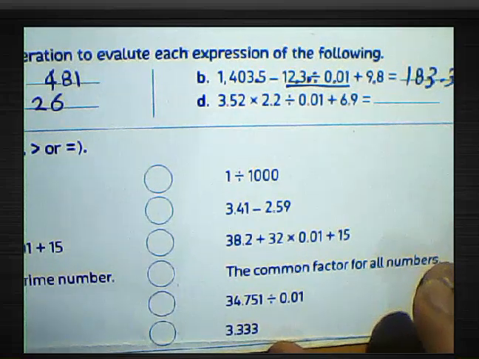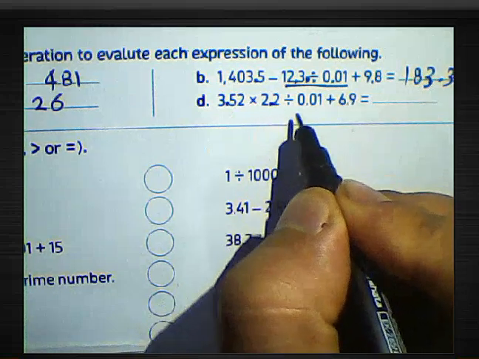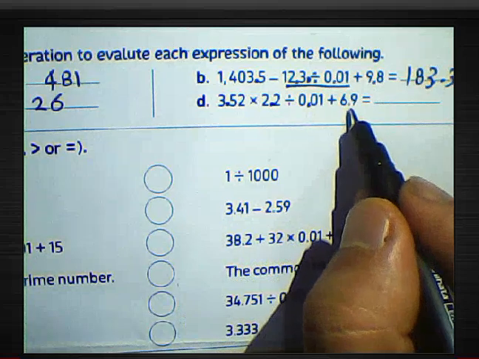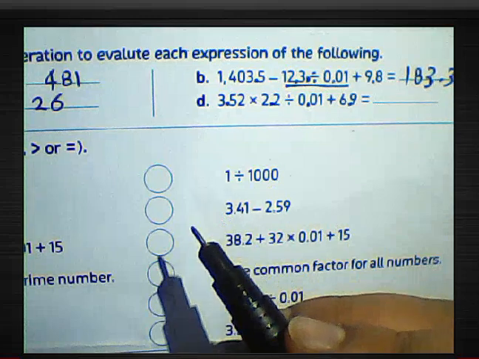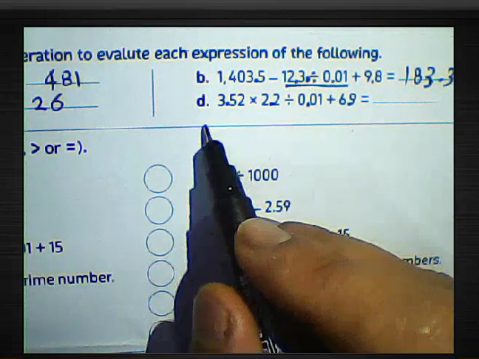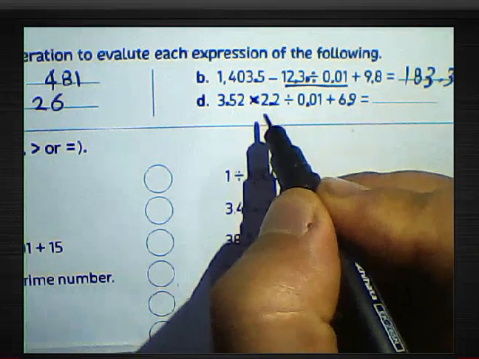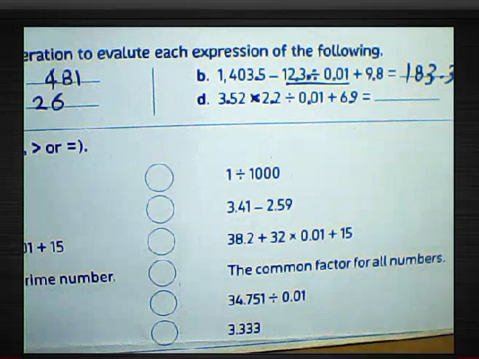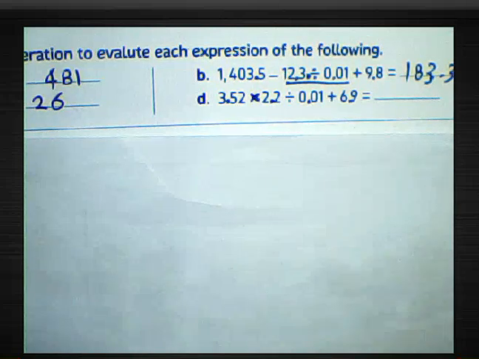Letter D. 3.52 times 2.2 divided by 100 plus 6.9. Look at from left-hand side to right-hand side. We know multiplication and division are in the same step. From left-hand side to right-hand side, first come first served. Multiplication comes first, so first come first served. About this example, we can find multiplication first and then find the division.